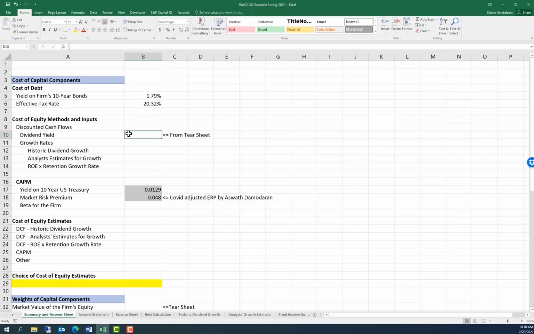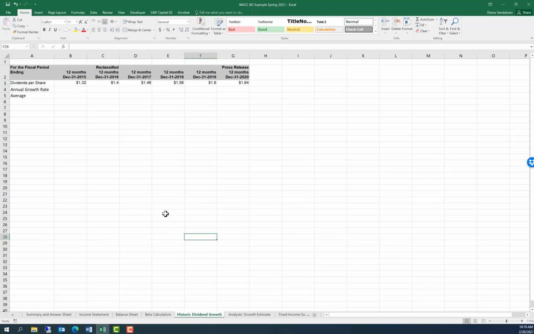So as an investor, if I bought this stock today, I would expect the dividend to give me a 3.3% return in the next year. That's what that tells us. The remaining portion of the return I would expect would come from the growth in the stock price itself. So we're going to look at the three different estimates I have here for growth. The first one is historic dividend growth.